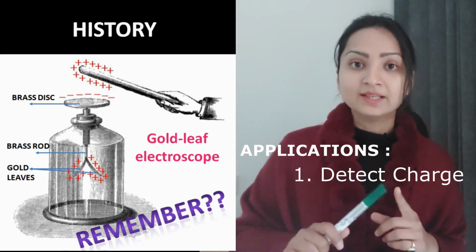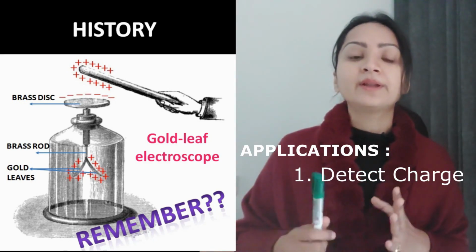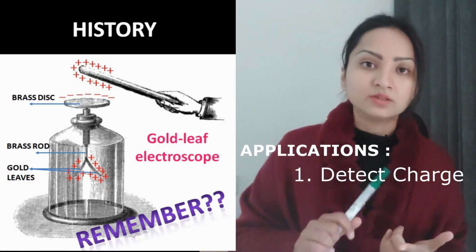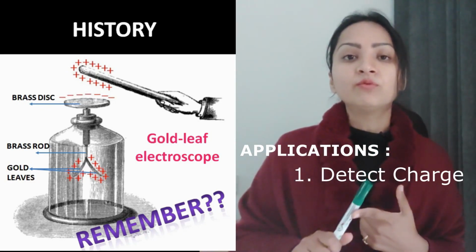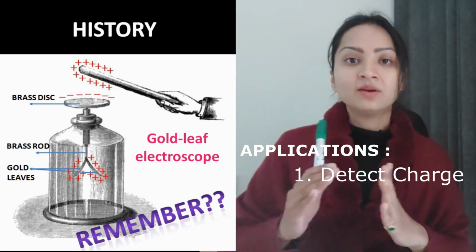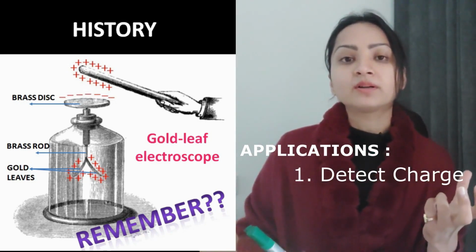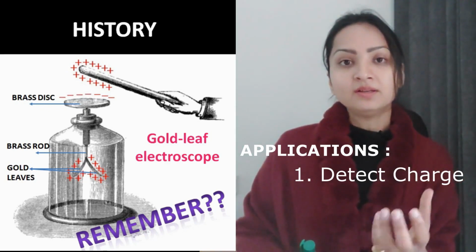Now, if the leaves do not show any movement at all, what does that mean? That the object was uncharged. And if any movement is seen with respect to the two leaves, that means that you have brought a charged body near the surface.